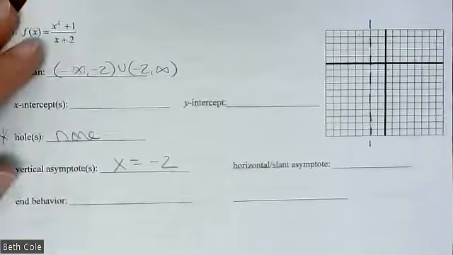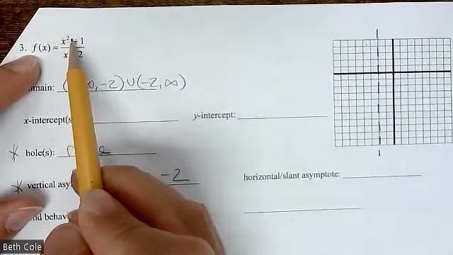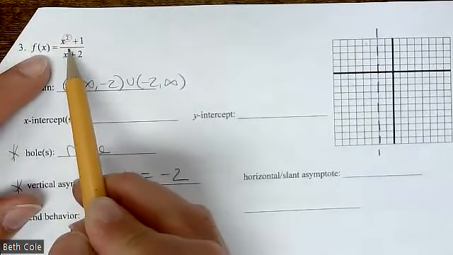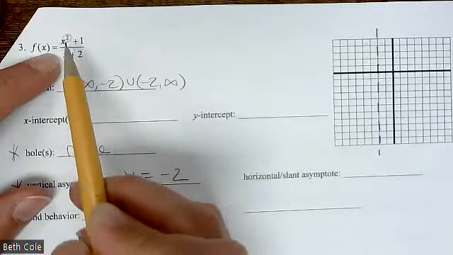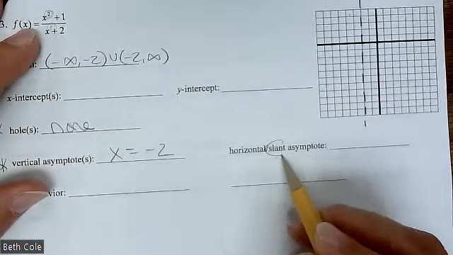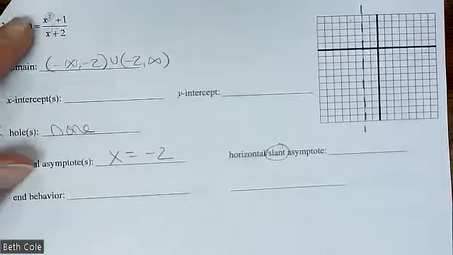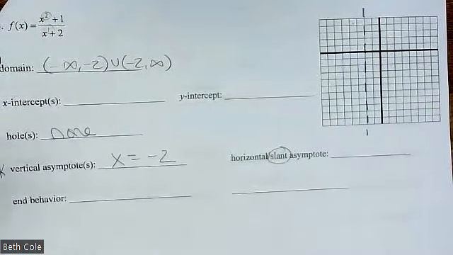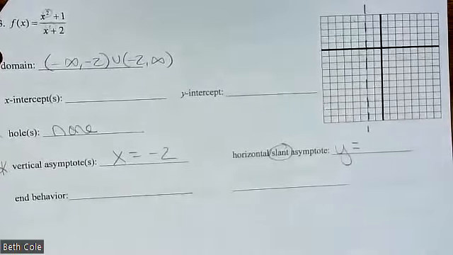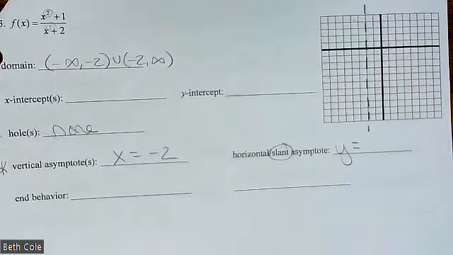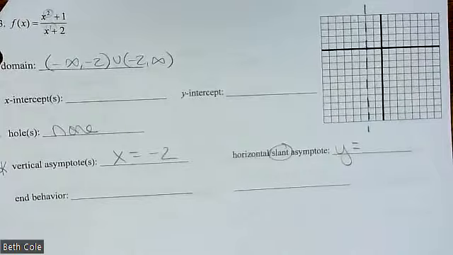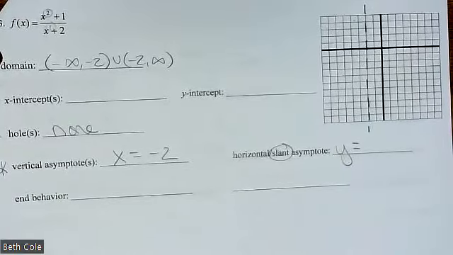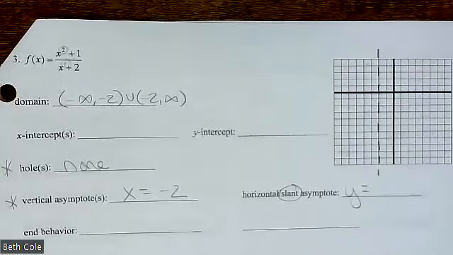You compare the powers. So do you see how this one's 2 and this one's 1? If the numerator is bigger, you have a slant asymptote. Now you're going to have to extra listen because this is the one new thing that you didn't learn last year. It's still going to be y equals, but instead of just a number, do you remember y equals mx plus b? It's going to be that. And the way that you get it is with your synthetic division.